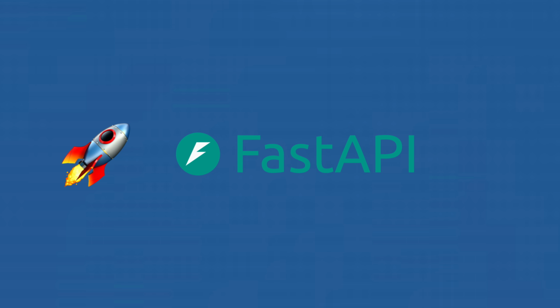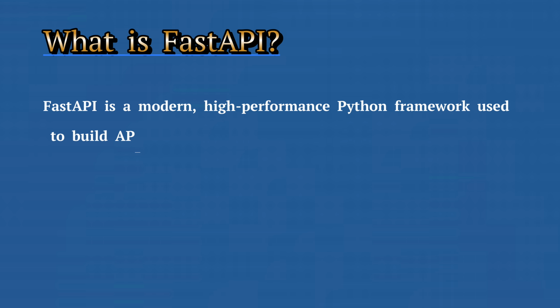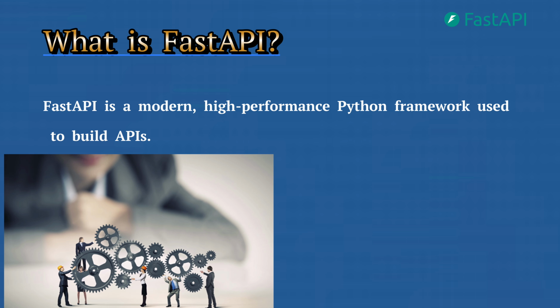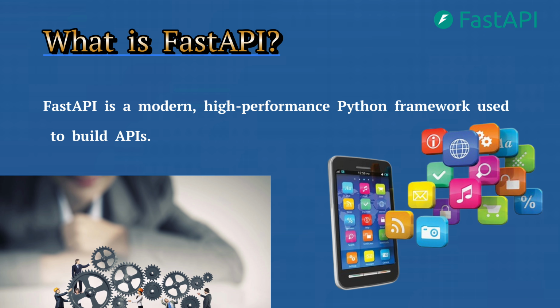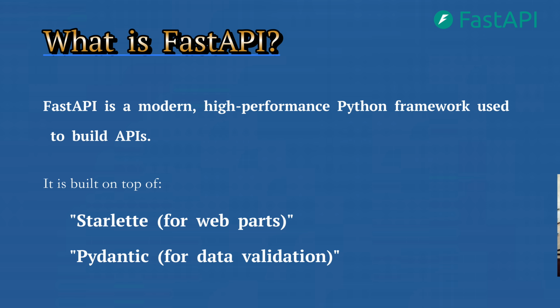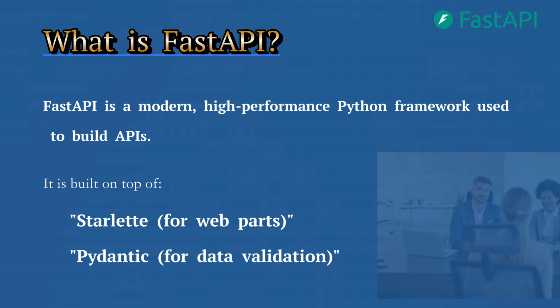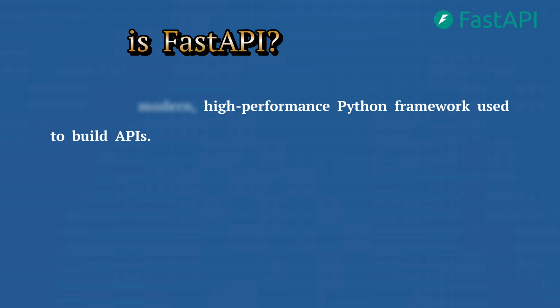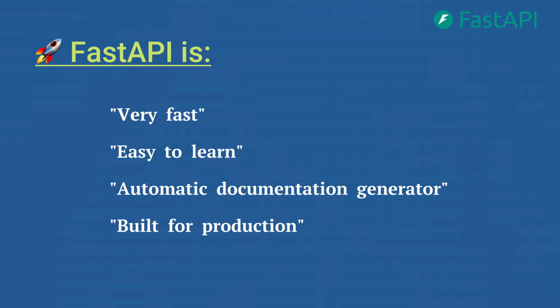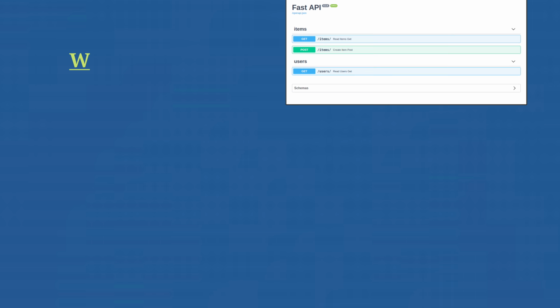FastAPI. What is FastAPI? FastAPI is a modern high-performance Python framework used to build APIs. It is built on top of Starlette for web parts and Pydantic for data validation. FastAPI is very fast, easy to learn, has an automatic documentation generator, and is built for production.